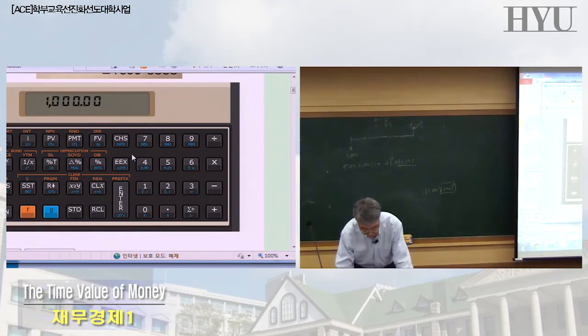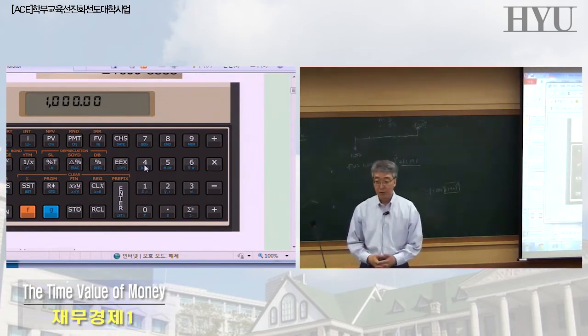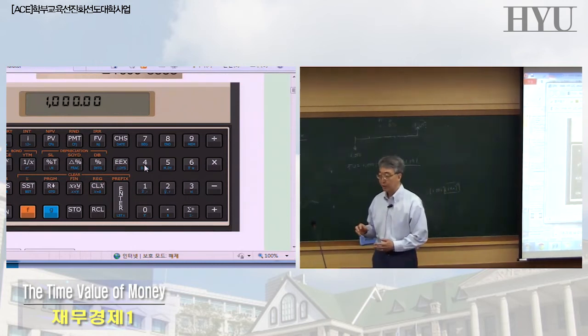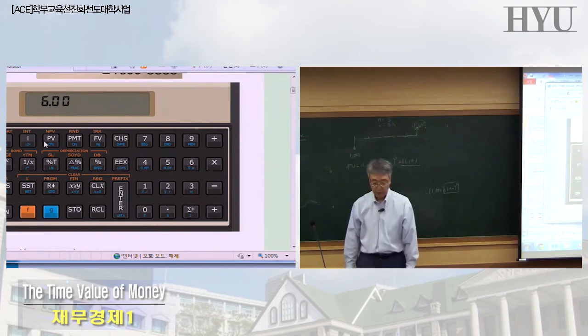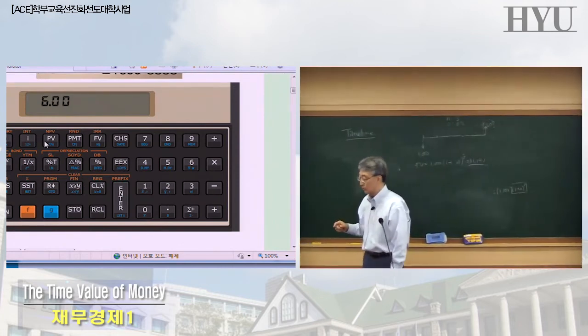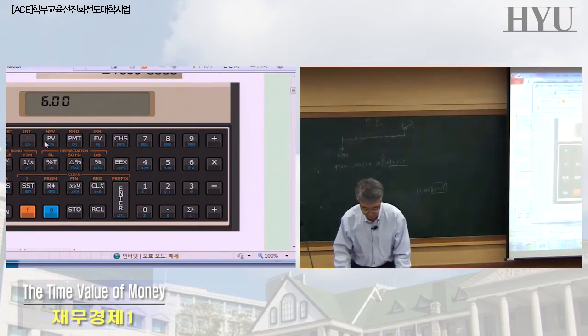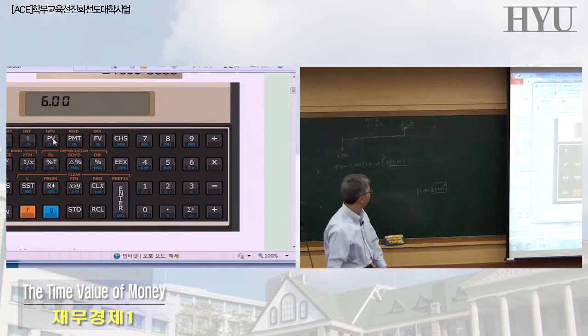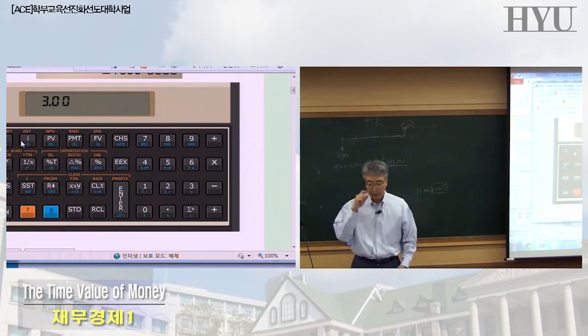And then interest rate was 6%. Don't type 0.06. You have to type the percentage, right? So if it's 0.06, that's 6%. Just click on 6 and I. Yeah, you see the same thing? As soon as you press I, it becomes 6.00, okay? That means your interest rate is recorded now. And number of periods, 3 years, so 3 and N, okay? So we are ready now.